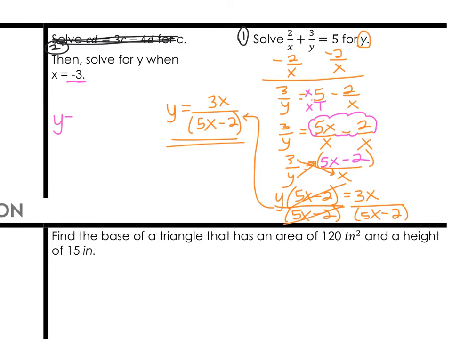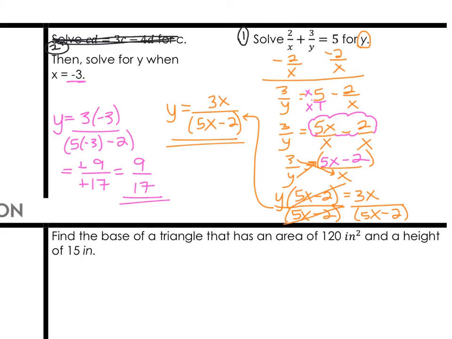If we plug in negative 3 both on top and in the denominator, we would get 3 times negative 3 in the numerator, which is negative 9, over 5 times negative 3 is negative 15, minus 2 would be negative 17. The only thing we can do to simplify this fraction is to remember that 2 negatives in a fraction cancel out to make a positive. Therefore, when x equals negative 3, y is 9/17.